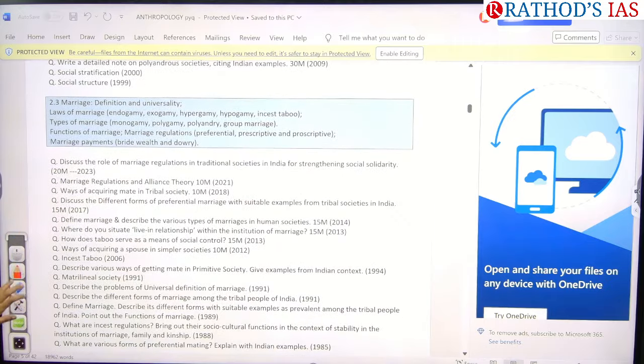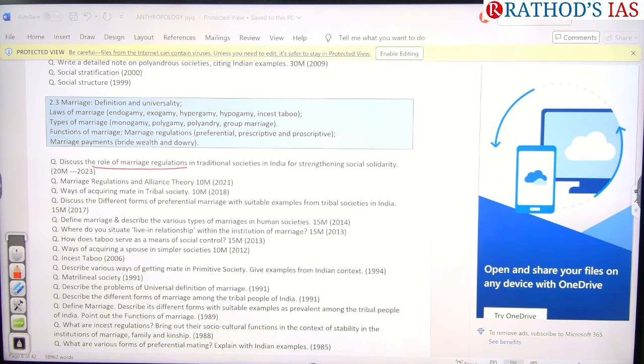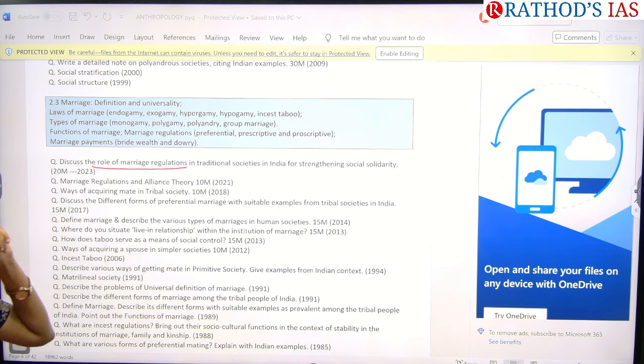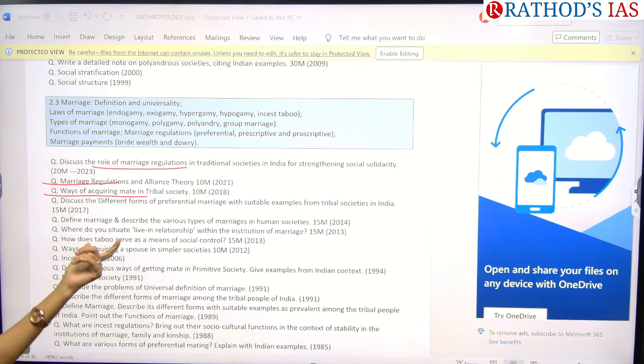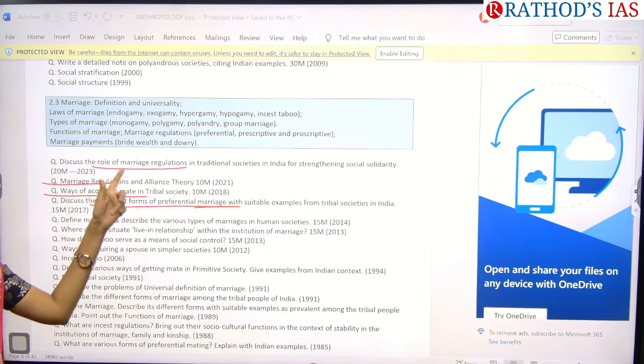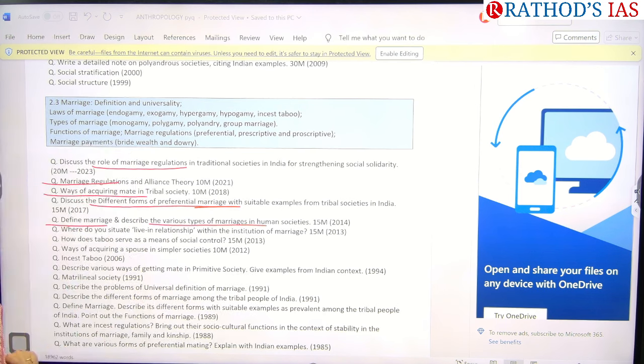And in marriage, they asked about marriage regulations. Just now I said about prescriptive, proscriptive and prescribed regulations. And next one is marriage regulations again, and the ways of acquiring a mate. It is nothing but types of marriages. And next one is different forms of preferential marriages, nothing but marriage regulations again. Define marriage and discuss different types of marriages.